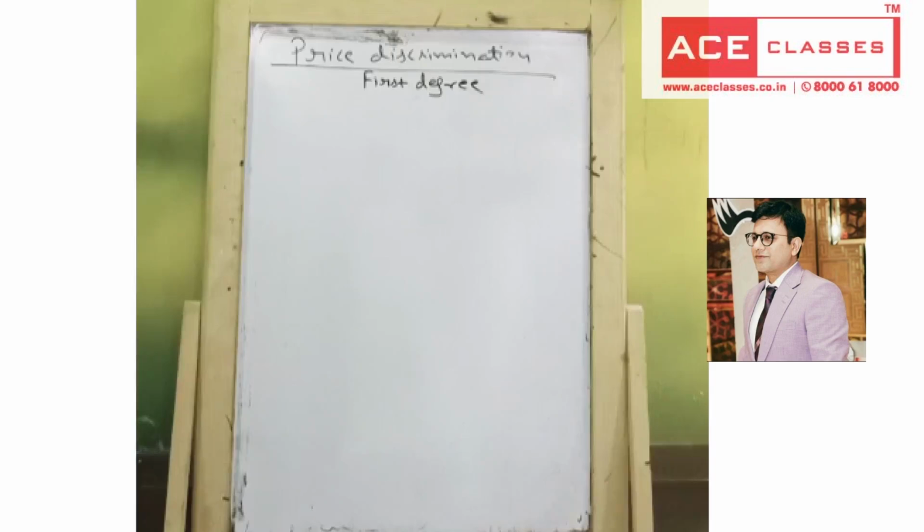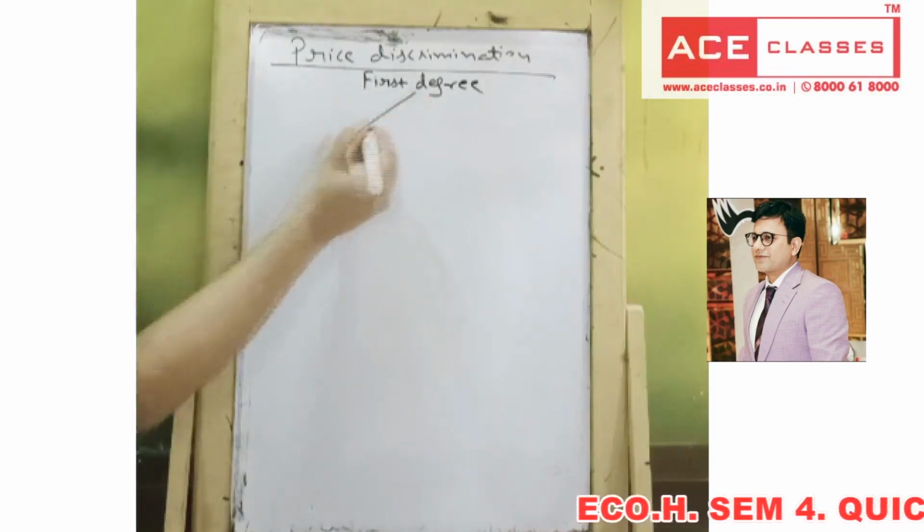So guys, now we will be talking about price discrimination. In simple terms, price discrimination refers to charging different prices for the same good. In order to explain price discrimination, you should understand that there are 3 degrees of price discrimination, popularly known as first degree, second degree and third degree discrimination.